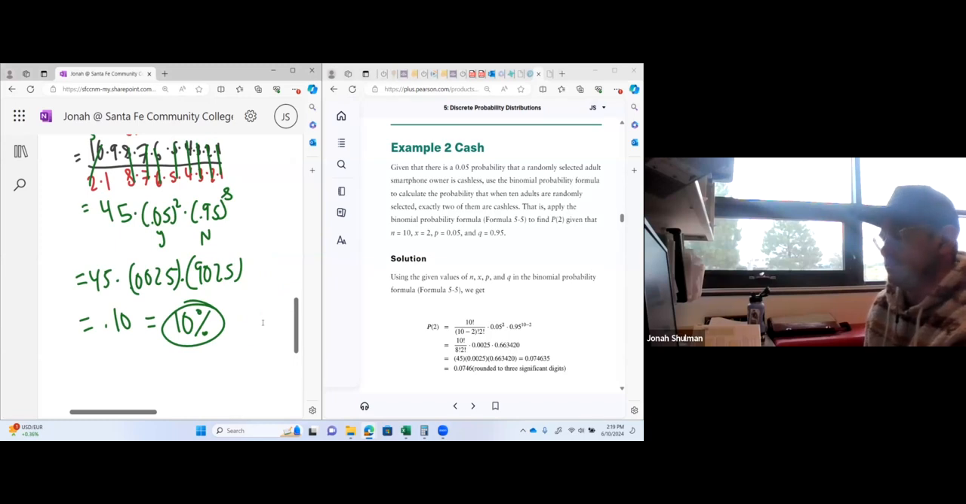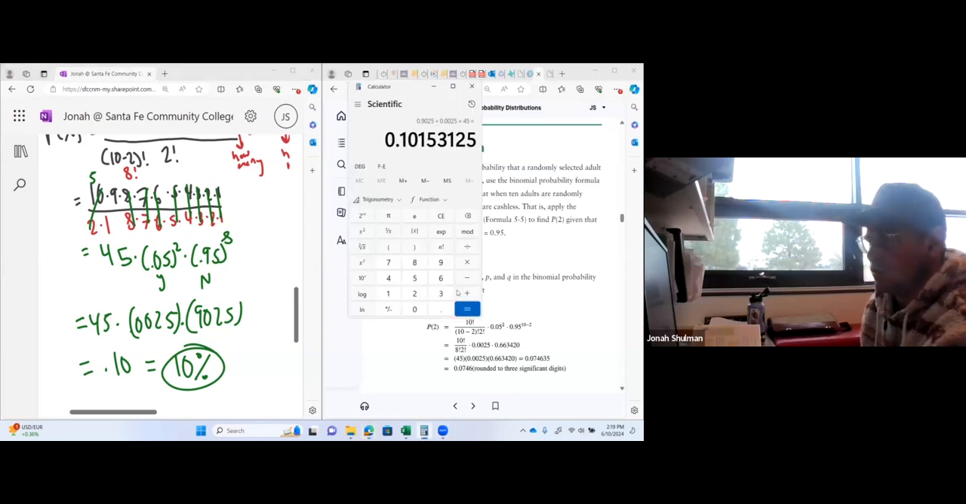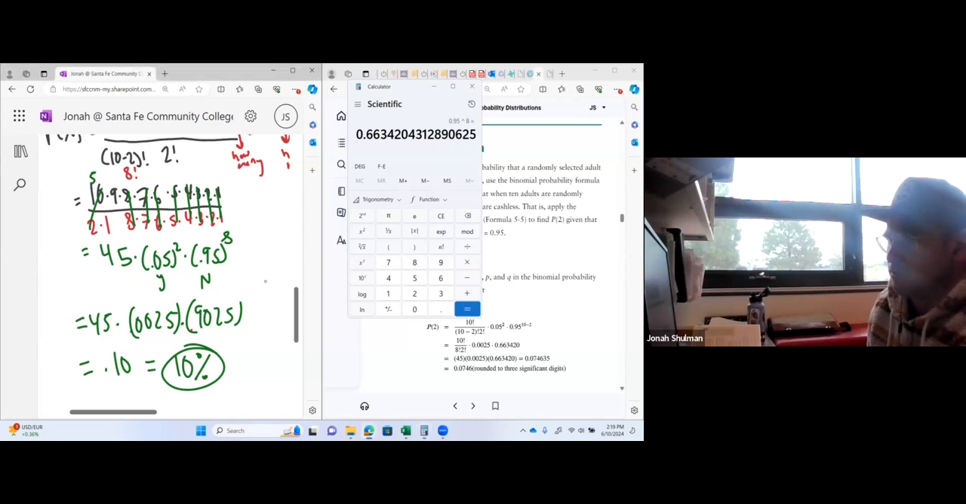Oh, I made a mistake. Guess what? We all make mistakes. I did 0.95 times 0.95 once, but we have to raise it to the 8th power. So I did this example. The only part that I missed was this last little piece. You know why? We're all human. So it's 0.95 raised to the 8th power. So that's what this value is.